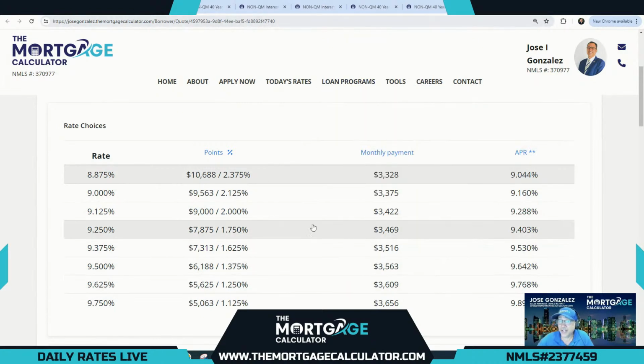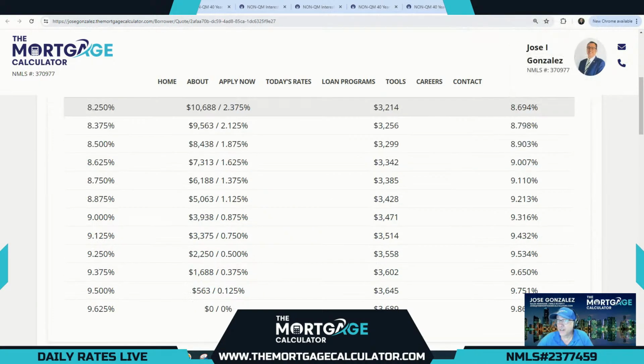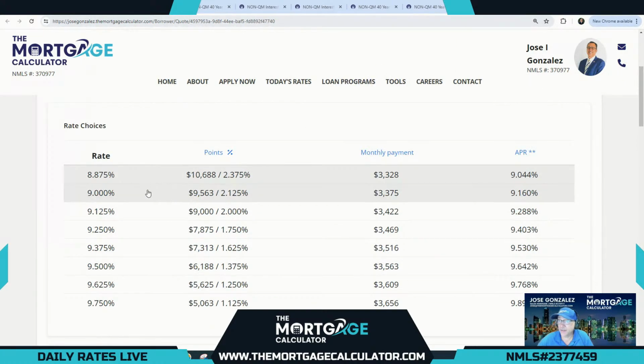So let's look at here now. 8.875 has a payment of $33.28. That should be our interest only payment. And then if we come back over here, 8.875 fully amortized has a payment of $34.28, and 8.875 here is costing you 1.125, whereas 8.875 here is costing you 2.375.